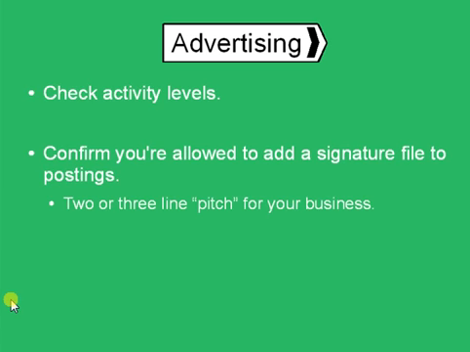A signature file is a 2 or 3 line pitch for your business, in which you're generally allowed to include an active hyperlink to take someone who follows your link almost anywhere, although some forums do not allow you to link directly to an affiliate product sales page. Now, this signature file has to be a relatively understated promotional message rather than a full-on sales pitch, but this is generally okay because most people in the forum are already interested in your topic anyway.